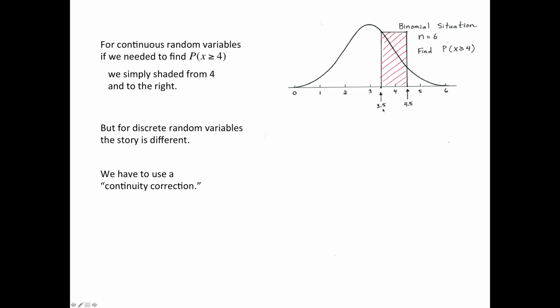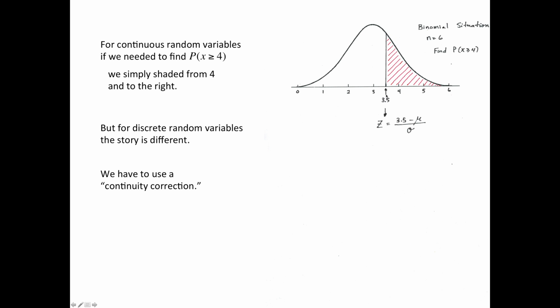You then have to decide, should I use 3.5 or should I use 4.5? In this case, it said x is bigger than or equal to 4. That means we are supposed to include this bar right here and then shade to the right. So we would actually be going from 3.5 to the right, and this is what's meant by using the continuity correction. You do the regular z-score, but you would use the 3.5.